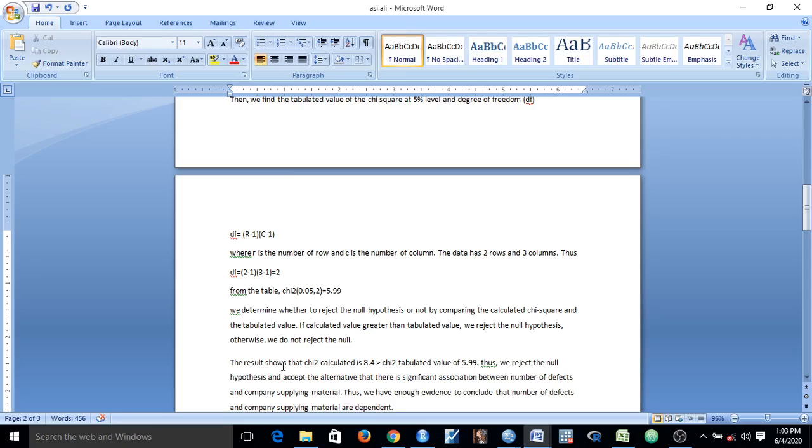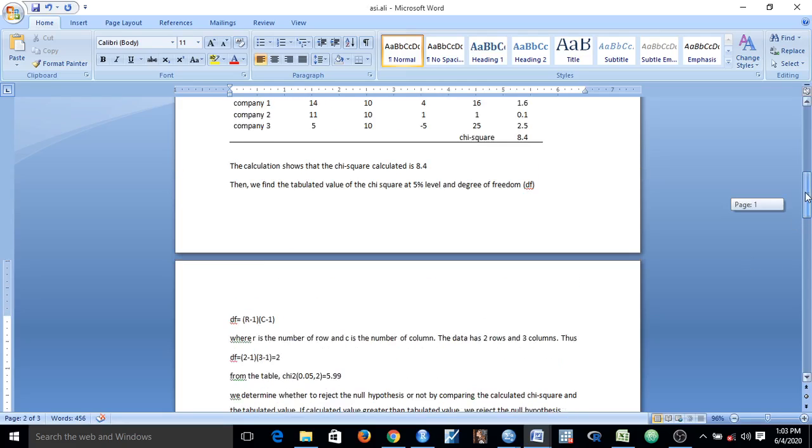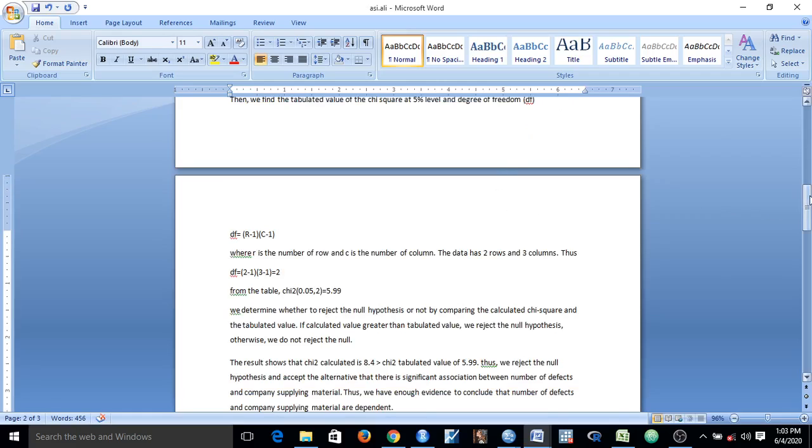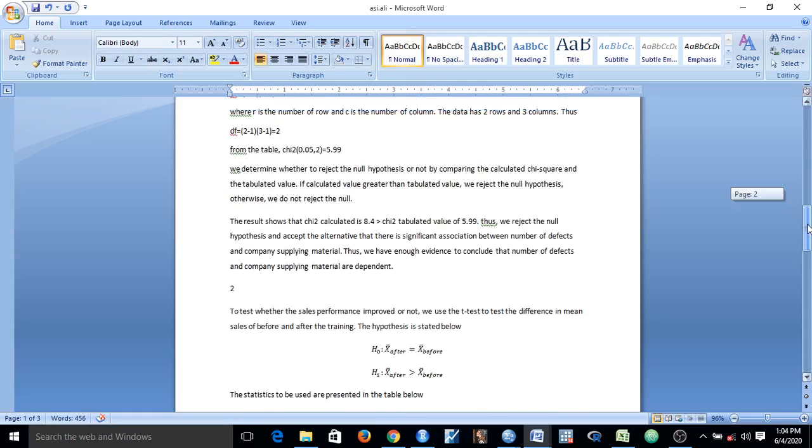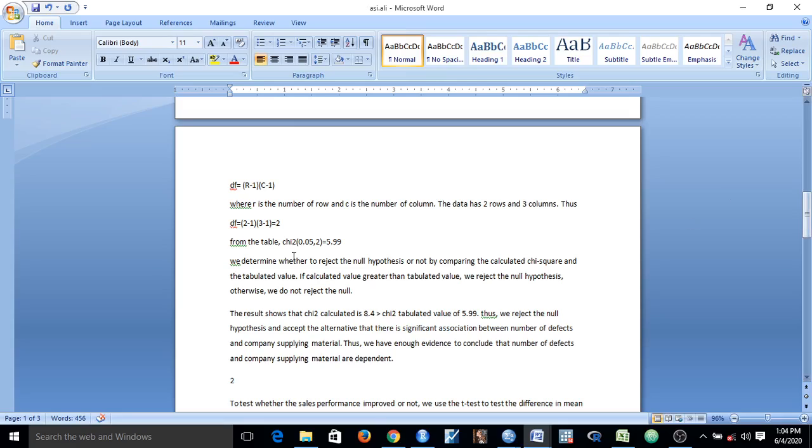So the result shows that the chi-square calculated is what? It is 8.4, as we have here. Then our tabulated value is 5.99. So which means that the calculated statistic, the test statistic, is greater than the tabulated value, 5.99. So it means that we reject the null hypothesis.